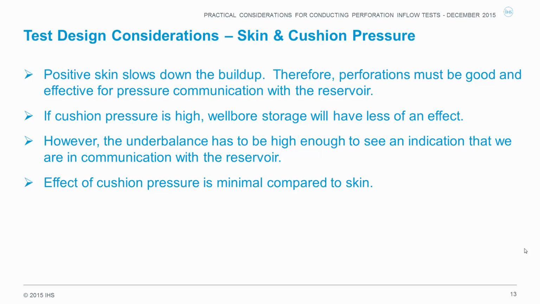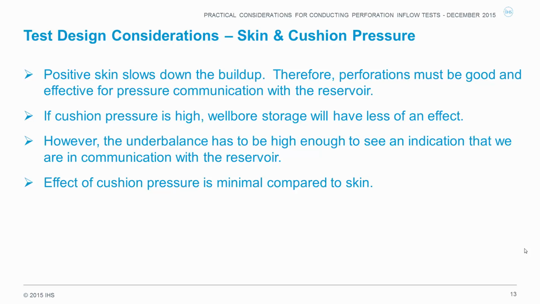If cushion pressure is high in an underbalanced scenario, wellbore storage will have less of an effect. So theoretically, we want to minimize the difference between the cushion pressure and the reservoir pressure to minimize the effect of the wellbore storage.